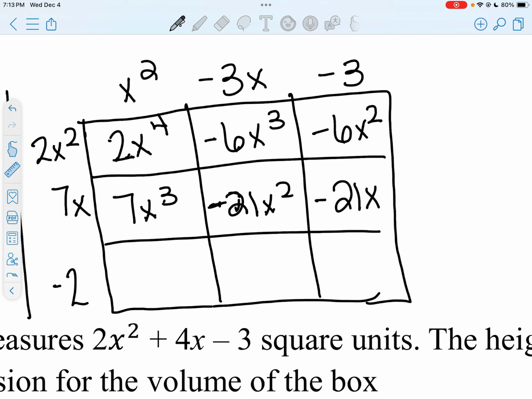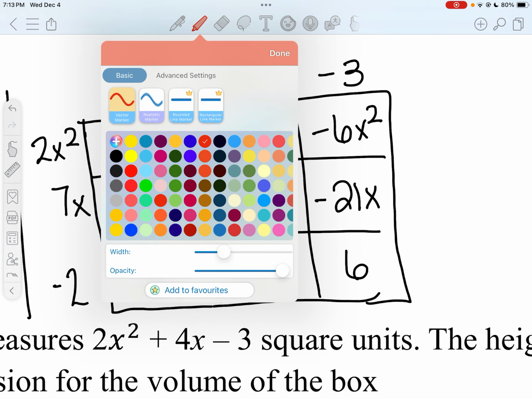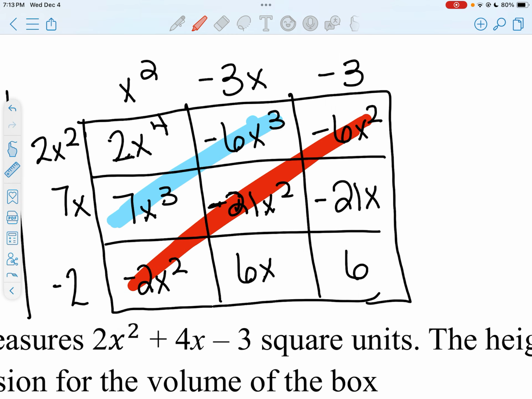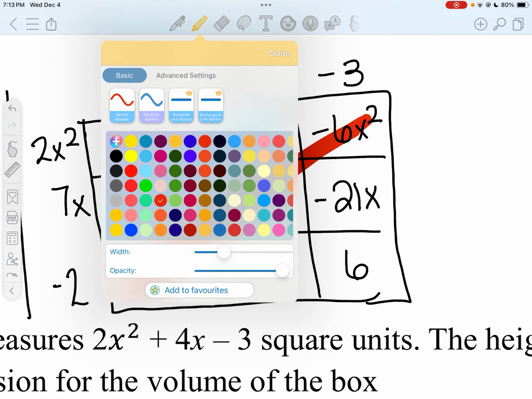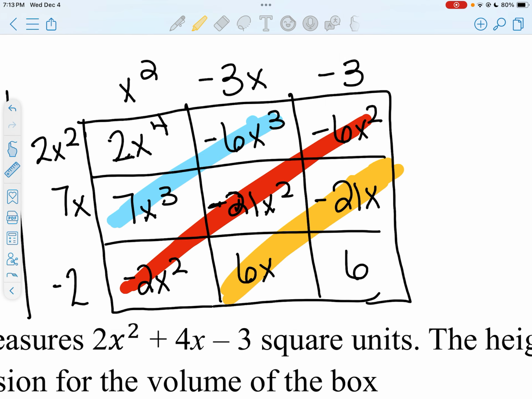Okay. So negative 2 times x squared is a negative 2x squared. Negative 2 times negative 3x, that is a positive 6x. Then negative 2 times negative 3 is a positive 6. Then we're going to find our like terms. And guess what? Our like terms are diagonal. If you go left to right, they're diagonal to each other. Those are like terms. These are like terms. And we're going to combine our like terms.